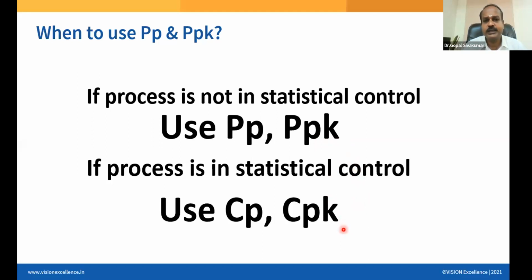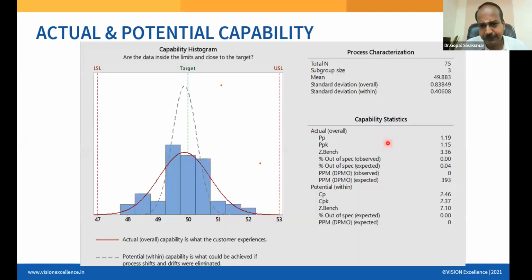Automatically, PP/PPK can never be more than CP/CPK. Earlier I told you, CPK can never be more than CP. But now I am telling you, PP and PPK cannot be more than CP and CPK. In the best scenario, at the maximum, CP/CPK can be just equal to PP/PPK, or PP/PPK can be just equal to CP/CPK.